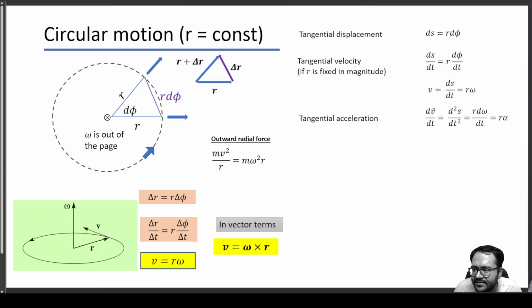It's just dv dt, and if we do dv dt, as r is fixed, it's simply r d omega dt. This is r alpha, called angular acceleration, if your omega is not constant. If your omega is also constant, and r is also constant, this is called fixed angular velocity, and in that case angular acceleration is not there, and so tangential acceleration is also not there. We'll come across real life problems, so don't worry.